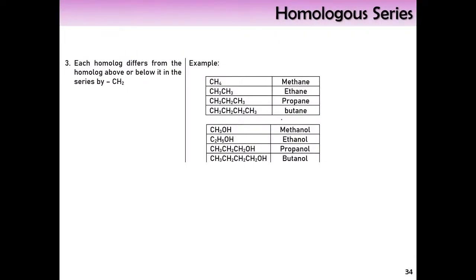Okay, third one. Each homologous series differs from the homolog above or below it in the series by CH2. So earlier I've explained to you, CH4, ethane, and this one. For CH4 it's a little bit different, because it is at the end of the compound. By addition in the homologous series, you will see it only differs by CH2. This one also differs by another CH2. You add one more CH2, it becomes another compound in the same homologous series. So the same thing for alcohol, and so on.